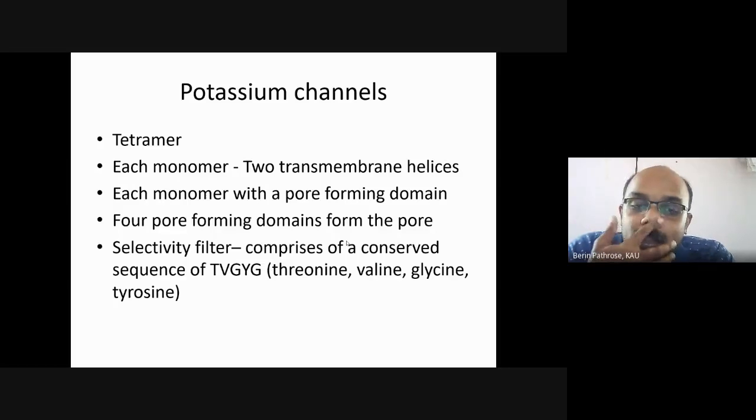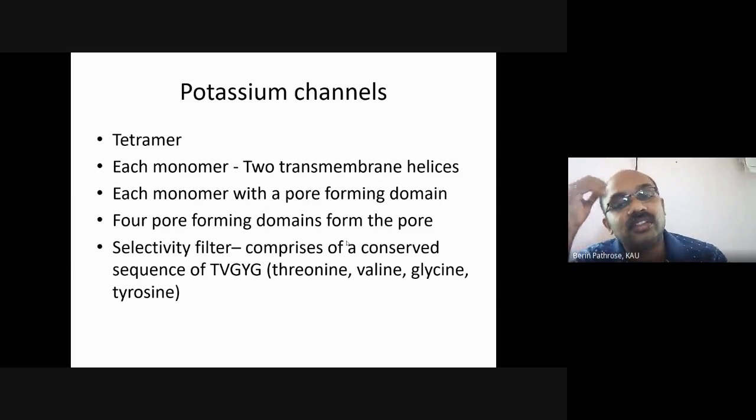And this selectivity filter, what is the selectivity filter in sodium? The selectivity filter contains what amino acids? Deca, yes, good. Here it is T, V, G, Y, G. T is threonine, V is valine, G is glycine, Y is tyrosine. So this selectivity filter contains threonine, valine, glycine, and tyrosine. Again, it is negatively charged. Then only it can interact with the positively charged potassium ion.